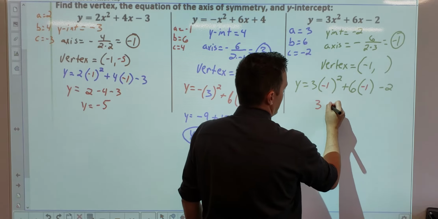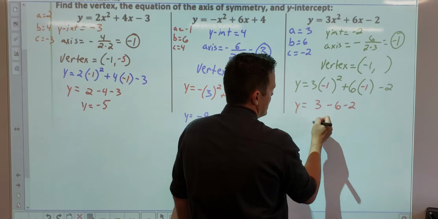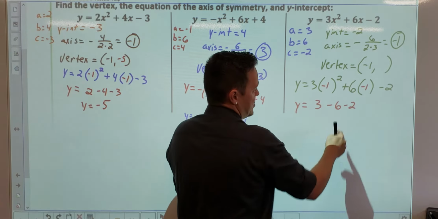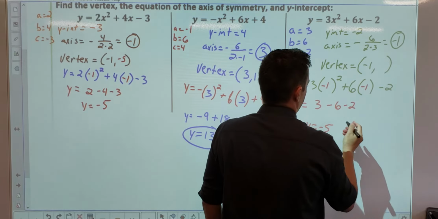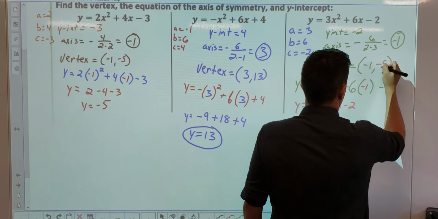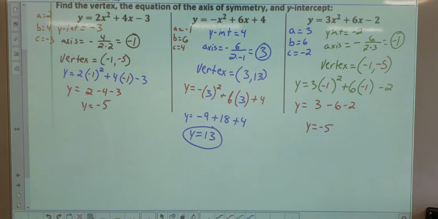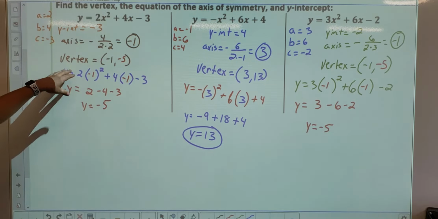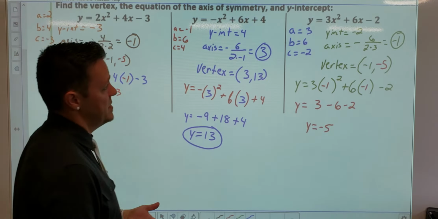So it'll be 3. It's going to be -6 minus 2. -6 and -2 is -8. Plus 3 is y is -5. So you come up here, and there'd be your vertex. Okay. Ironic, it's the same vertex, ladies and gentlemen, as we had over here. It's kind of cool how even though there are different equations, okay, it comes out to be the same thing.